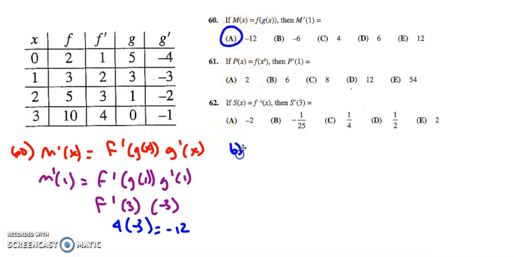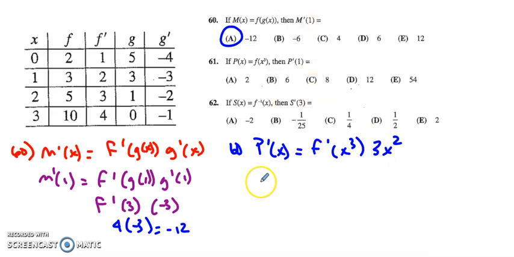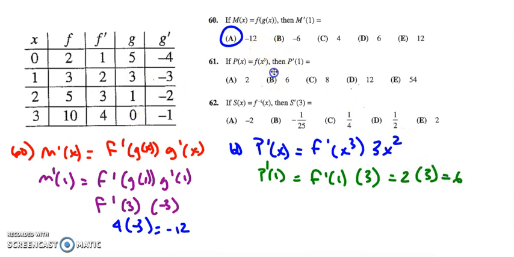For 61, I have another chain rule situation. So p prime equals f prime of x cubed. I differentiated f, leaving x cubed intact, and I multiply by the derivative of x cubed. Now I'm going to evaluate at 1. So p prime of 1 is equal to f prime of 1 times 3. I plugged in 1 for x and 1 for x. So looking at the table, f prime of 1 is 2 and 3 is 3, so the answer is 6, or B. And then we have a derivative of an inverse.